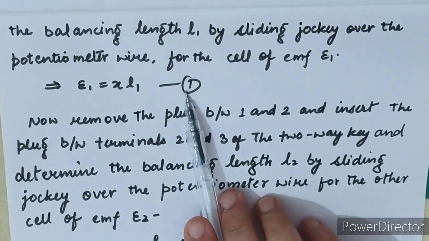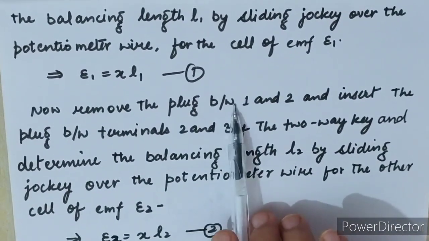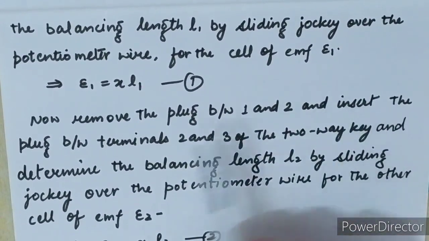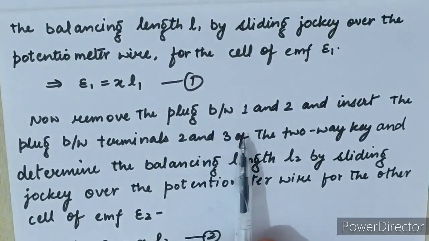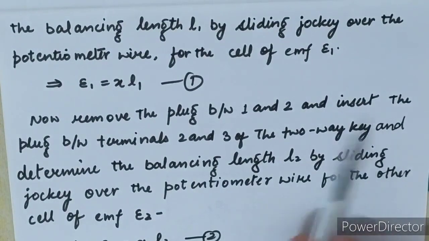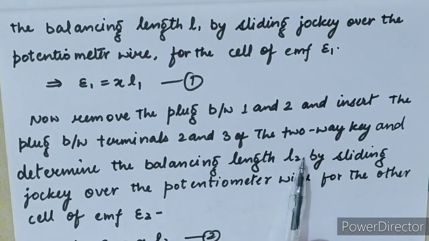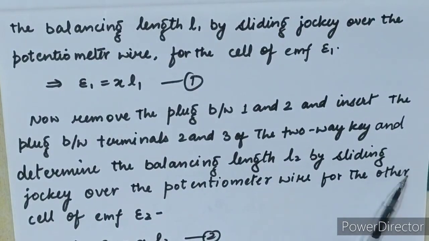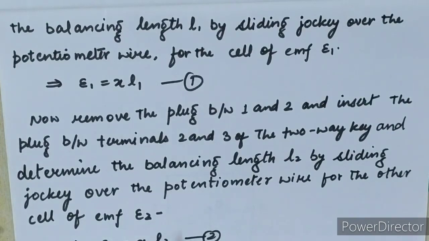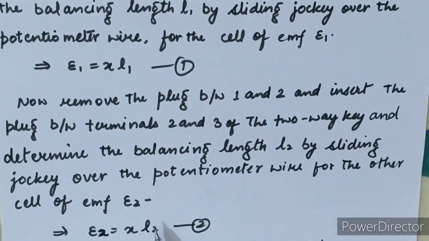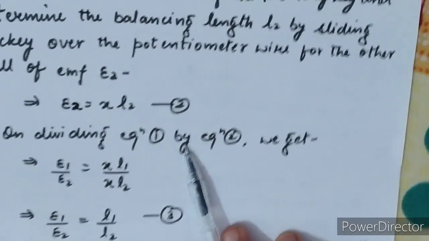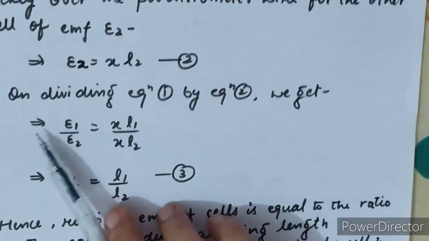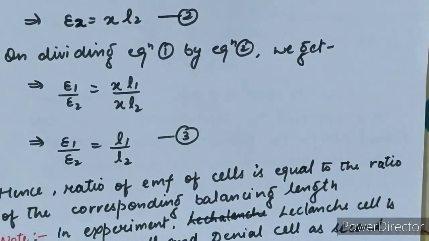Equation number 1. Now remove the plug between 1 and 2 and insert the plug between terminals 2 and 3 of the two-way key and determine the balancing length L2 by sliding the jockey over the potentiometer wire for the other cell of EMF E2. So E2 equals XL2, equation number 2. Clear? So we have obtained both the values E1 and E2.